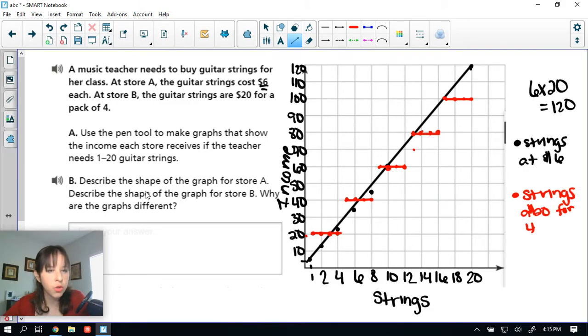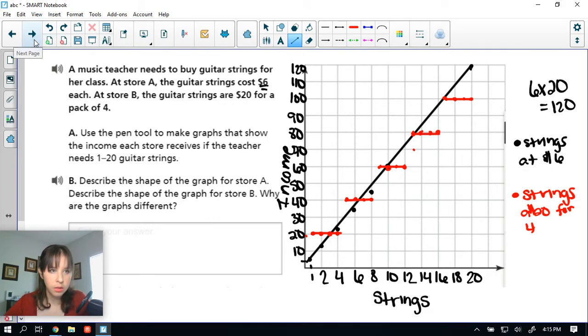So that's what it says. Describe the shape of the graph for store A. Describe the shape of the graph for store B. Why is a graph different? And again, this one sells it individually. Oh, that dot is a little off. This one sells them individually, while this one sells them in packages. And because this one sells them in packages, we see this jump in our graphs.